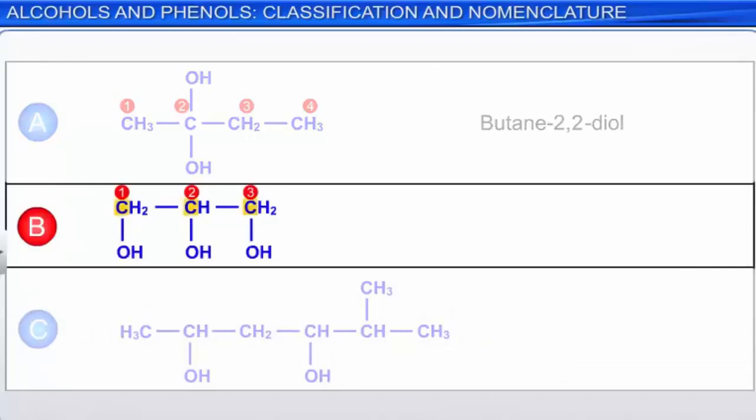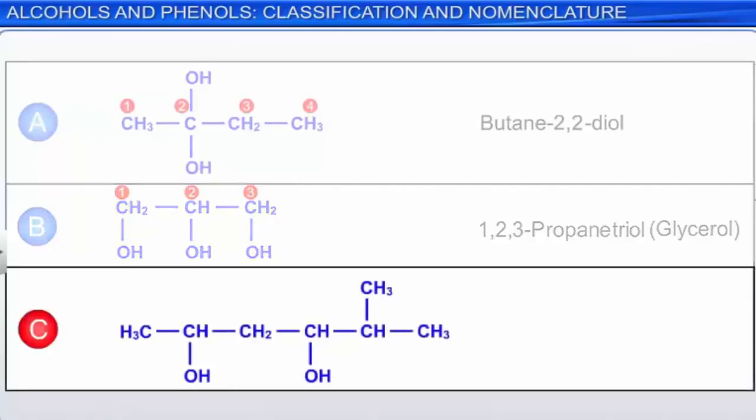Molecule B has a 3-carbon chain with 1 hydroxyl group on each carbon. Its IUPAC name is 1,2,3-propane-triol, and the common name is glycerol. Molecule C has a carbon backbone containing 6 carbon atoms. Counting from the right, there are hydroxyl groups at carbons 2 and 4, and a methyl group at carbon 5. It is 5-methyl-2,4-hexane-diol.